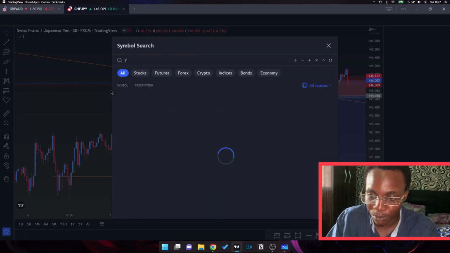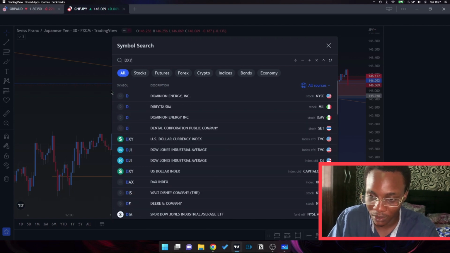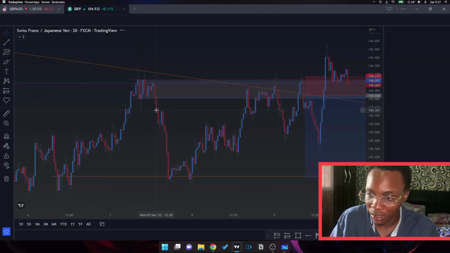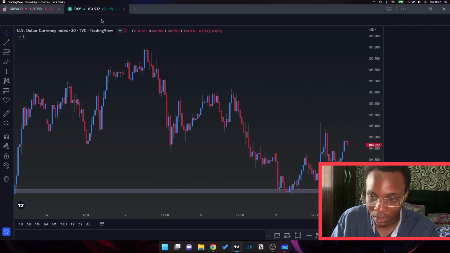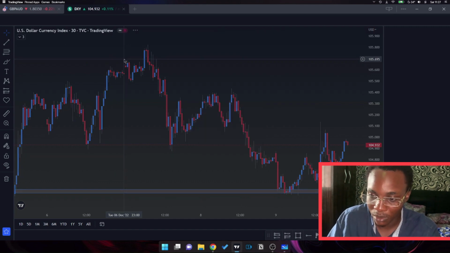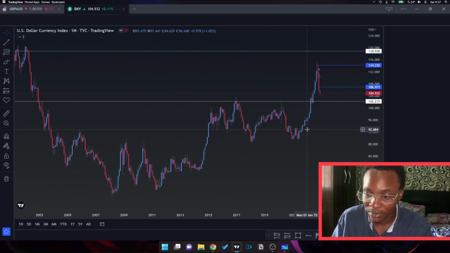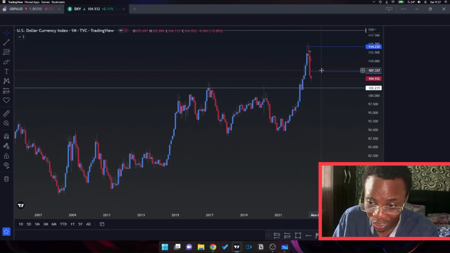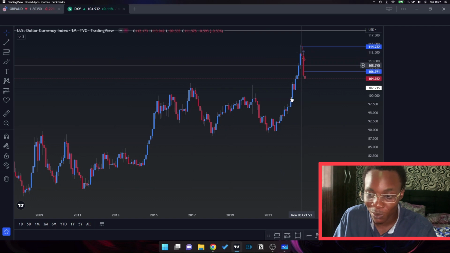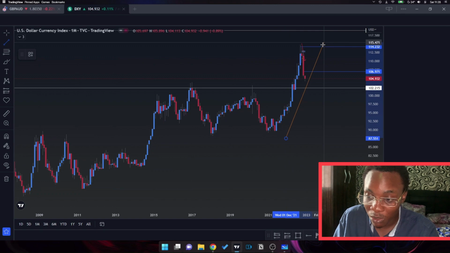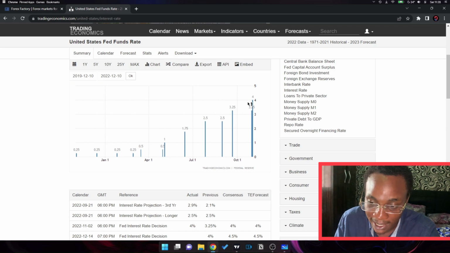If you come to the DXY, for example, this is an example of 1 month. If you can see from the start of this year till the end of last year, it has been very, very bullish. All this happened not just because of technical. These are fundamentally driven moves. So what caused this? The rate hike, as you can see here.